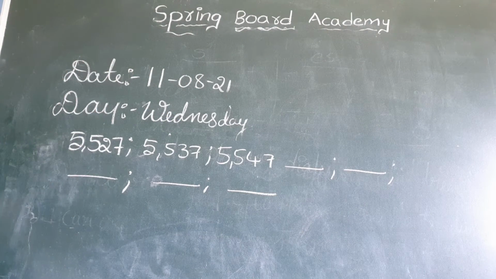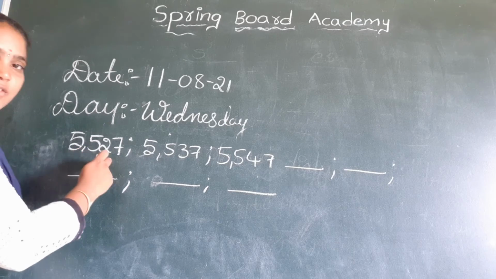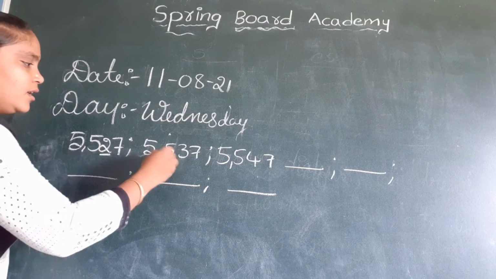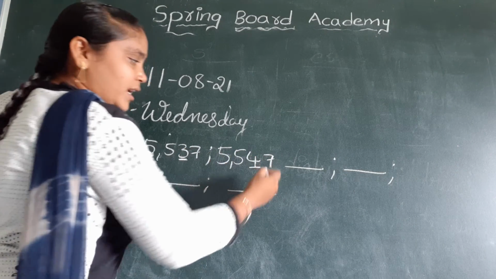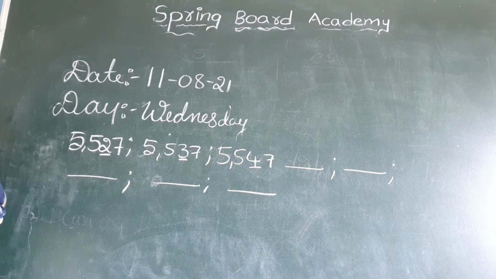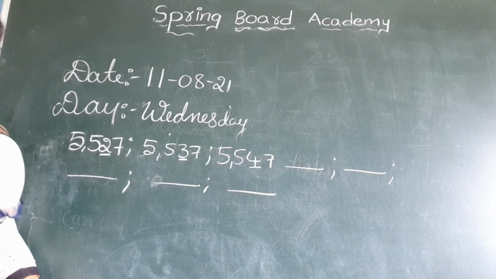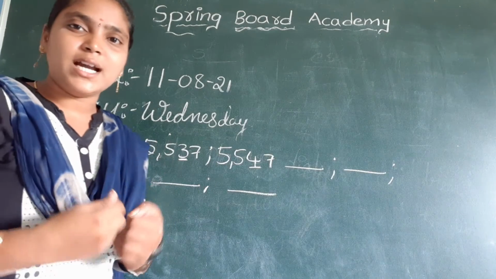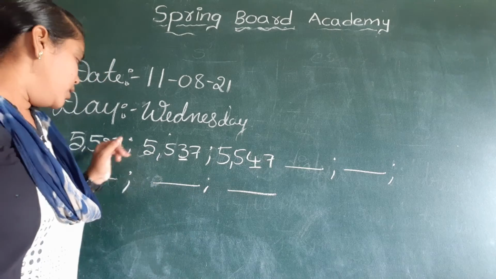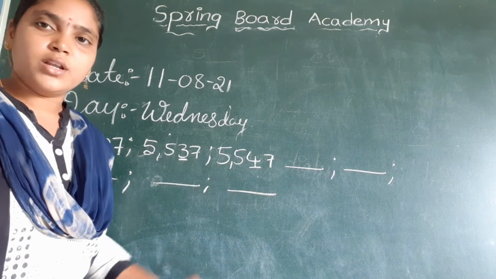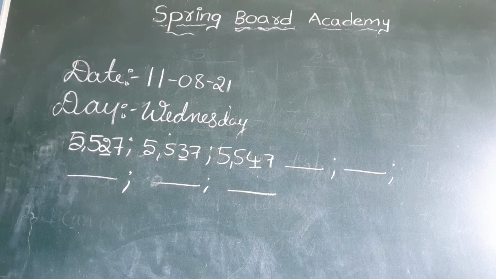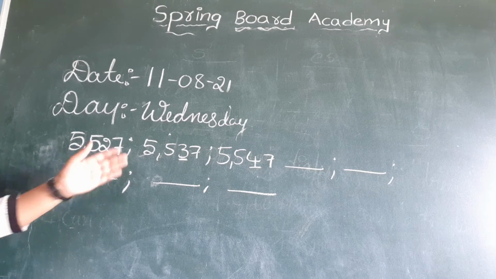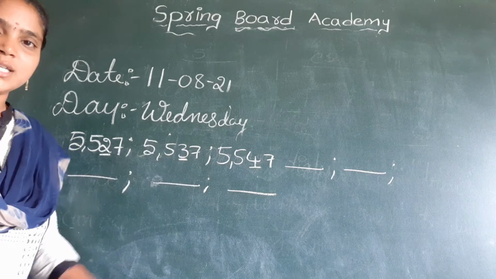First you have to check which place of the digit is changing here. 5527, 5537, 5547. Here the tens place of the digit is changing, and you have to check whether it is increasing or decreasing. 2, 3, 4. The tens place of the digit is increasing, children. So here you have to write 10 more each time. The number is increasing by 10.